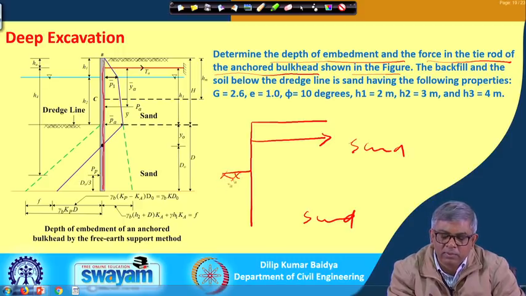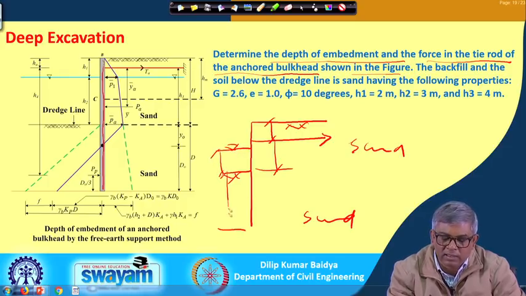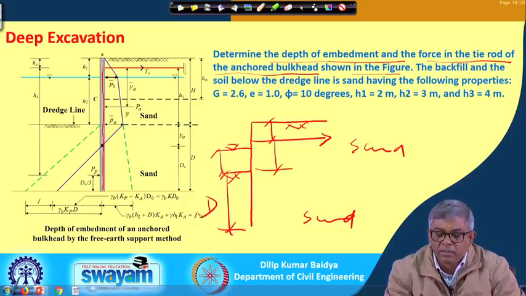Otherwise, in your exam problem it will always be like this, with this dimension shown, this dimension shown, and if the water table is here, that dimension will also be shown, and this is the unknown thing. So, otherwise these are the things that will be given.